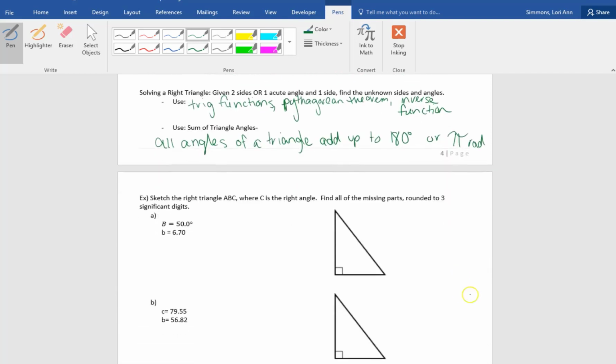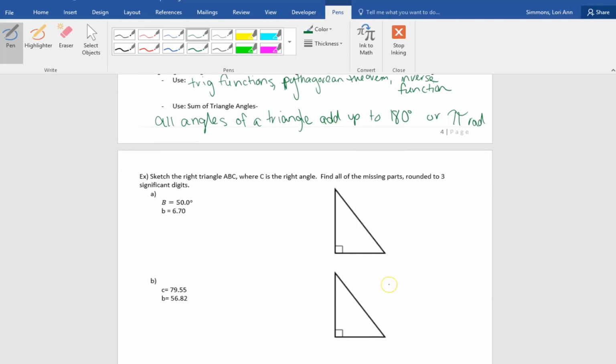Sketch the right triangle ABC where C is the right angle. So we're going to say C's here. Let's call this A and B. Find all the missing parts, rounded to 3 significant digits. So B is 50 degrees, and side B is 6.70.